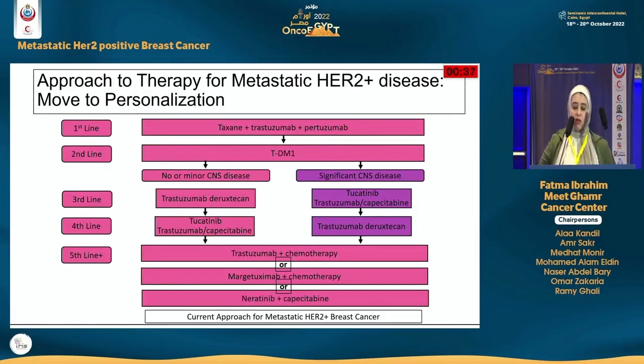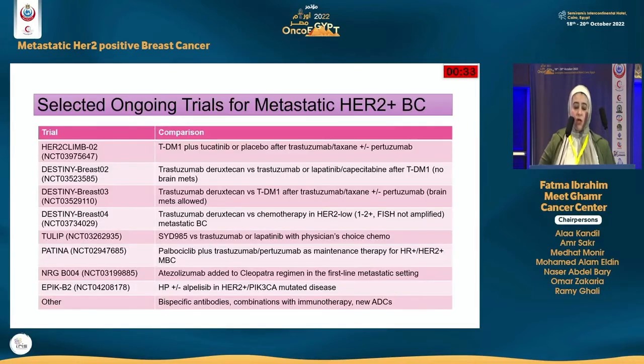There's another summary from metastatic HER2 positive disease regarding first, second, and third lines. Selected trials in metastatic HER2 positive breast cancer are still ongoing.